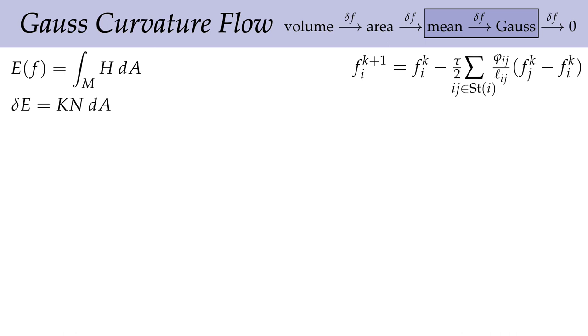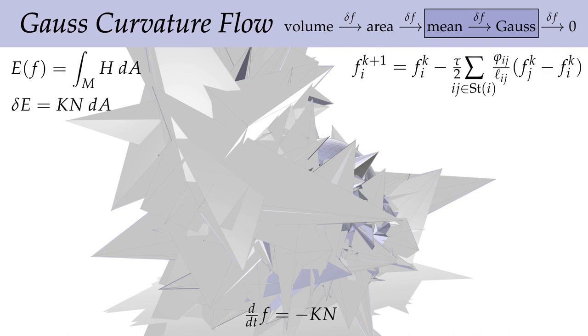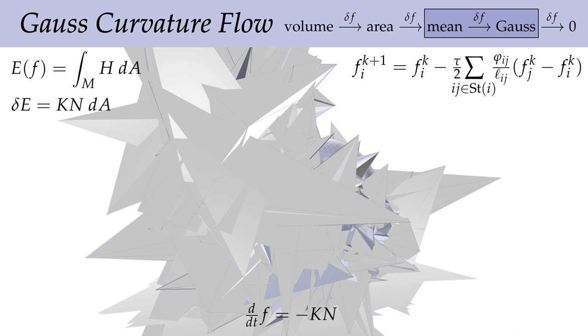Okay, so we know that mean curvature at a point measures the average amount of bending in any direction. So it seems that if I minimize total mean curvature, I should be reducing the average bending in any direction, right? Well, let's see what happens here. So here's our bunny again. We run the flow. Oh, God! Right? Not good. So we definitely didn't make the surface smoother. It kind of blew up in a nasty way.